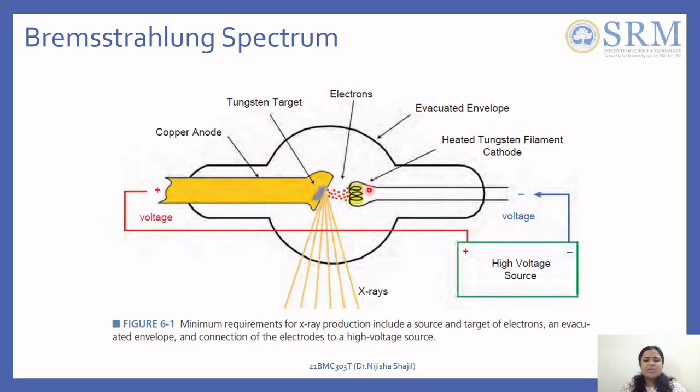In between I need to focus the electrons and make them fall on a target. This is your tungsten target. When the electron goes and falls on this target, X-rays are generated. The whole component is enclosed in an envelope, because if the X-rays interact with a gas or any other particle, you lose their energy. That is why it's all done in an evacuated envelope or tube.